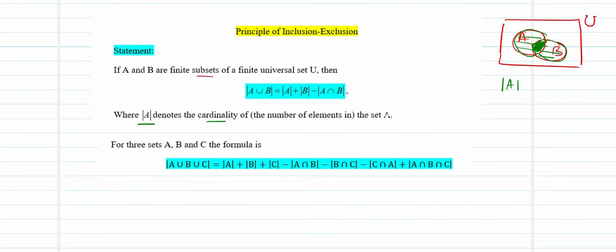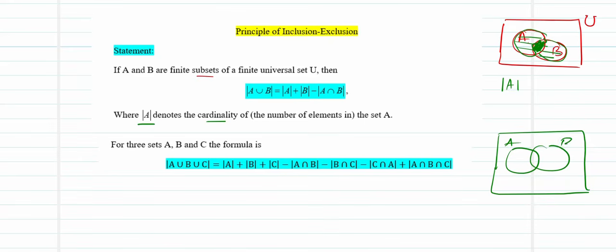Instead of two subsets like A and B, if I have three subsets, one is my A, the other is my B, and the third is my C. Then the cardinality of A union B union C will be A separately, B separately, C separately, so elements taken one at a time, minus the elements taken two at a time: A and B, B and C, C and A. And then the third term will be elements taken three at a time.